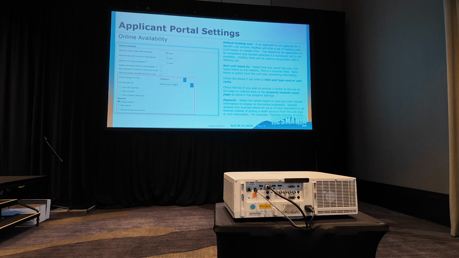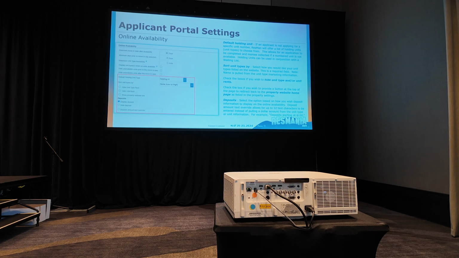The show property website link just puts an additional button up at the top that takes them back to your homepage, whatever that property homepage is. It does tie to that URL that's been entered at the property settings. So when you go into admin properties and select the property, it's that very first section.